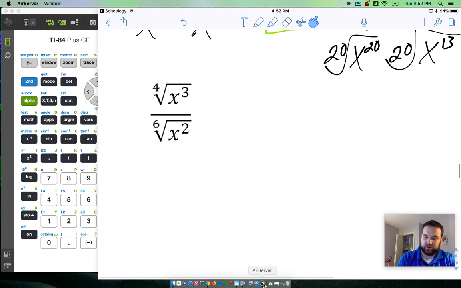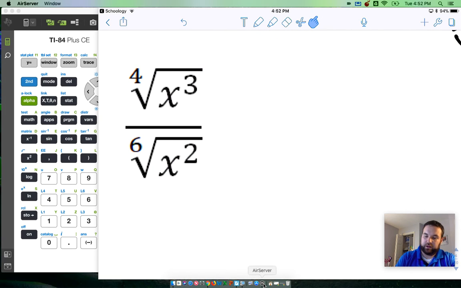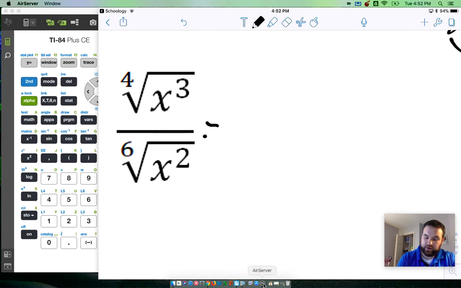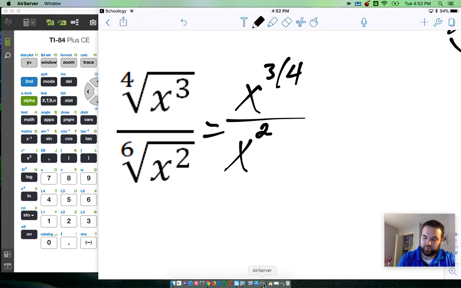Same sort of thing here. With division, I'm going to subtract the powers. So I can write this as x to the 3/4 and x to the 2/6. And I know that 2/6 could reduce to 1/3, but I'm going to have to subtract these powers anyway, so I might as well just go to the calculator and let the calculator do it for me.